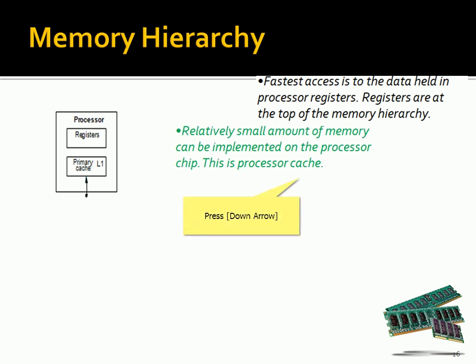A relatively small amount of memory can be organized on the processor chip. This is the processor cache. So cache memory is there. Somewhere in the previous discussion we discussed that the speed of the processor and the memory is a mismatch, because the processor handles data in terms of bytes or words, while memory handles data in terms of blocks or several words.